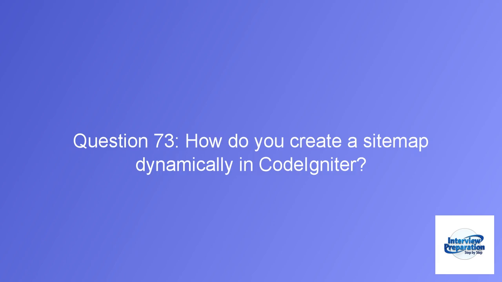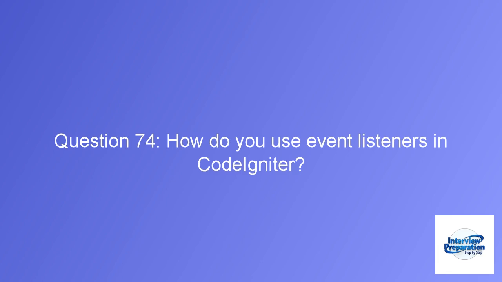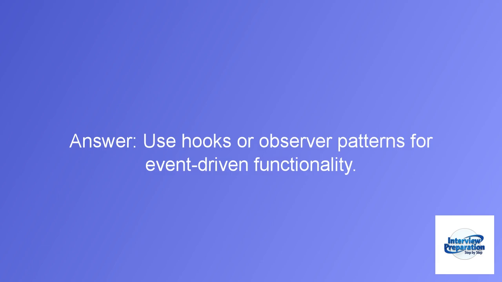Question 73. How do you create a sitemap dynamically in CodeIgniter? Answer. Fetch URLs from the database and generate an XML sitemap. Question 74. How do you use event listeners in CodeIgniter? Answer. Use hooks or observer patterns for event-driven functionality.